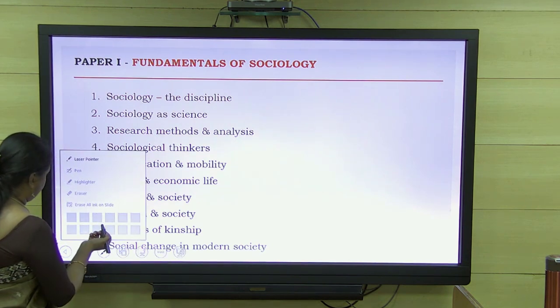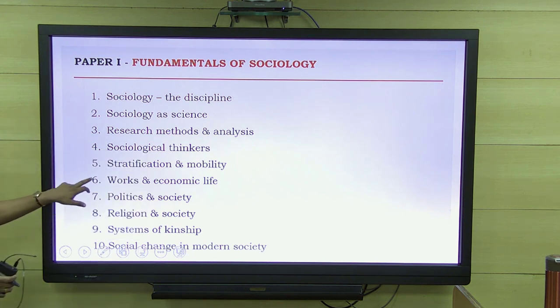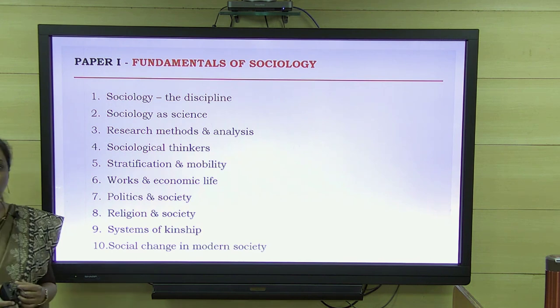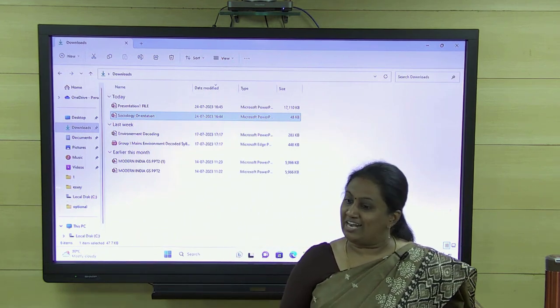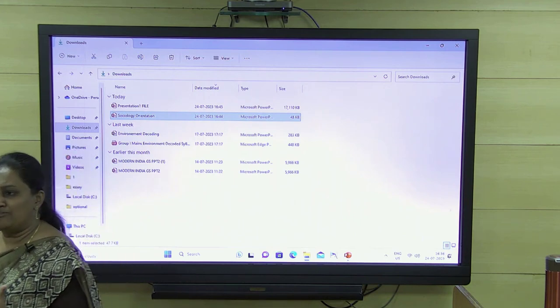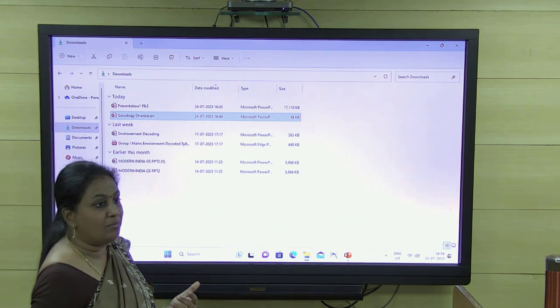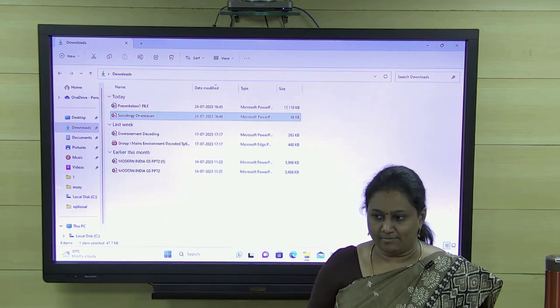Okay. So if you take unit 5, stratification and mobility, here we study caste, we study class, etc. Let me come up with a very practical thing. Some of you would have gone through competitive exams even before you came to UPSC. Like in your 12th class, some of you might have written NEET. Some of you might have written other competitive exams, isn't it?